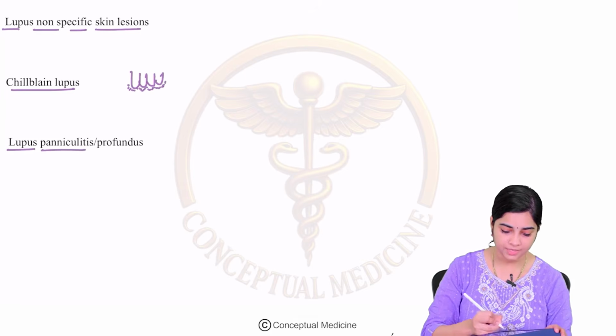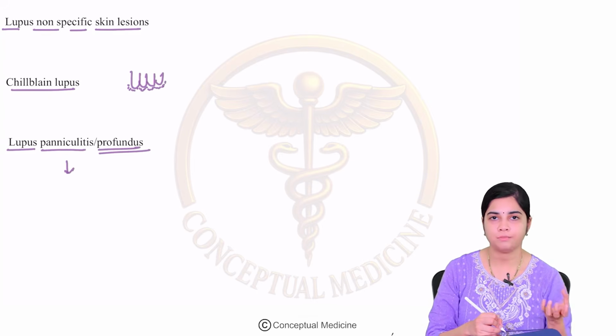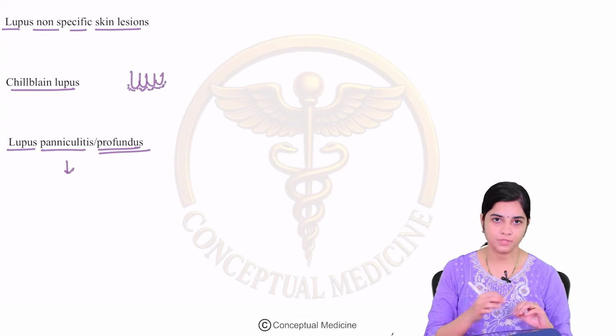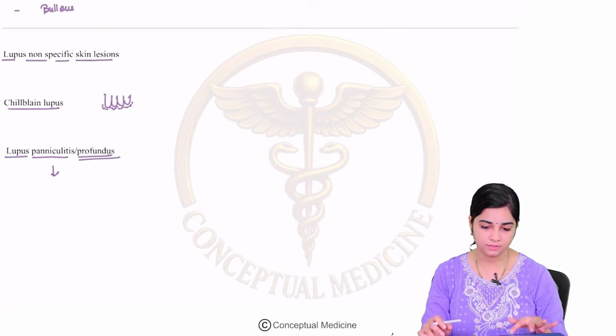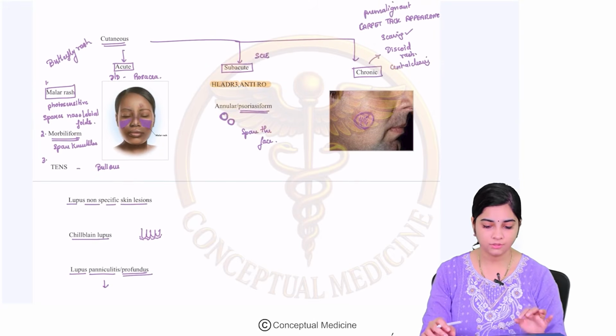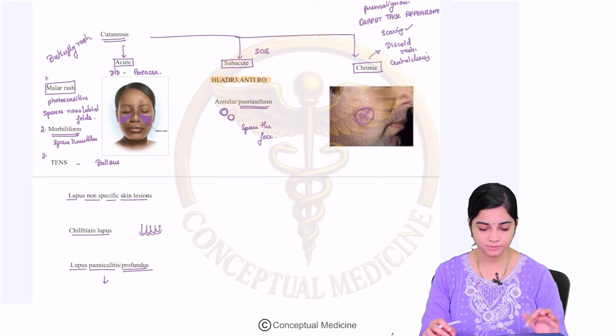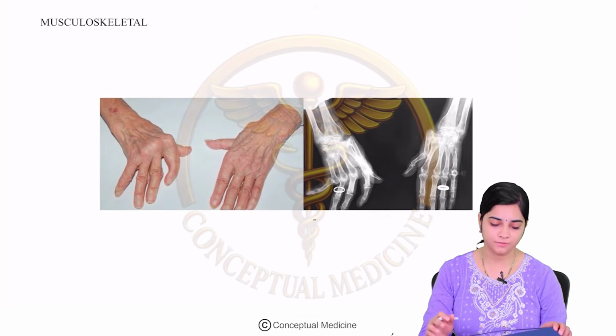Then there can be lupus paniculatus or lupus profundus. Lupus paniculatus basically refers to the inflammation of the fat pad which is present in the subcutaneous plane. So these are your lupus non-specific skin lesions, right? So remember malar rash, remember subacute SCLE and chronic forms of cutaneous lupus. Next we come to the musculoskeletal manifestations of SLE.